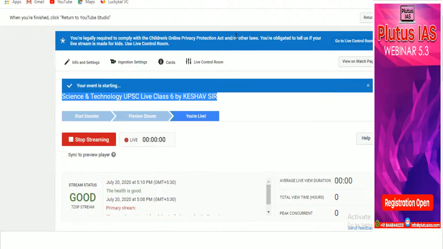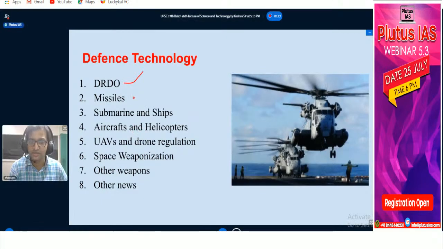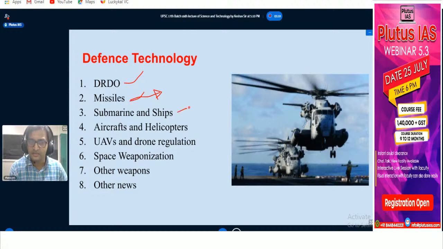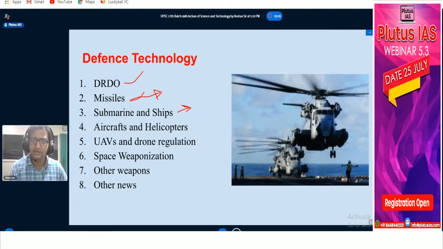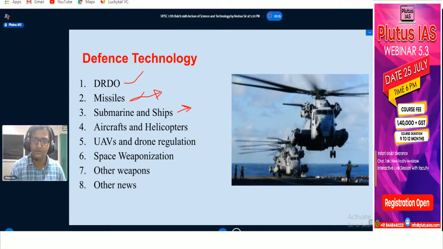We have discussed DRDO, then we have discussed missiles. Today's class we will discuss some more missiles and then submarines and ships also. We will discuss submarines and ships in detail, because these parts are important and UPSC asks very common questions about submarines and ships. So we will see which type of questions can be asked from UPSC.